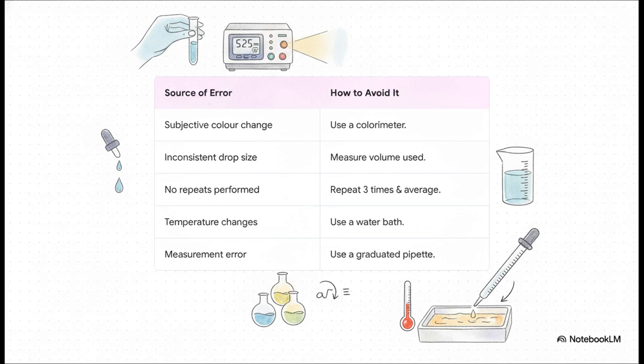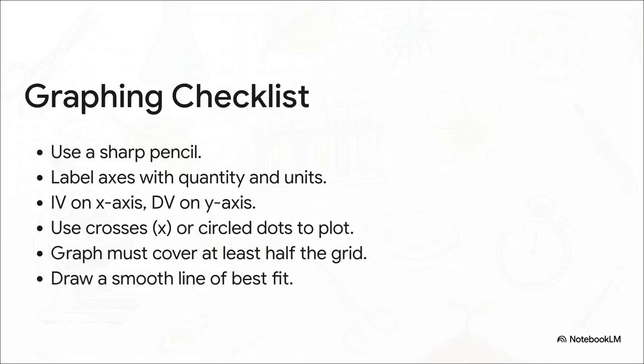These aren't just fixes, they're upgrades that make your experiment way more credible. All right, let's talk graphs. Honestly, if you just follow this checklist every single time, you're golden. The most important rule: the independent variable, that's the thing you change, always goes on the x-axis.